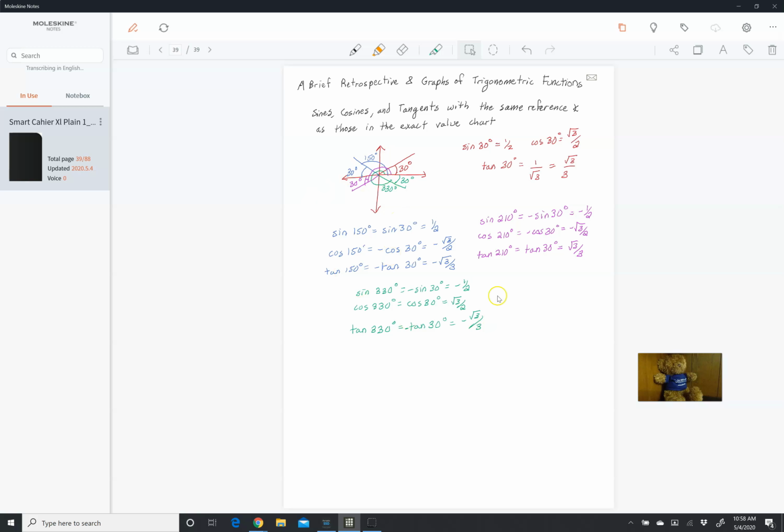Okay, so this we did for all 4 quadrants. In quadrant 1, it's 30 degrees. In quadrant 2, it's 150. In quadrant 3, it's 210. And in quadrant 4, it's 330. All of these have a reference angle of 30 degrees.